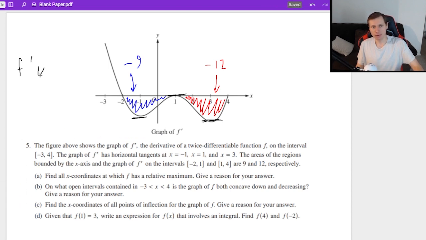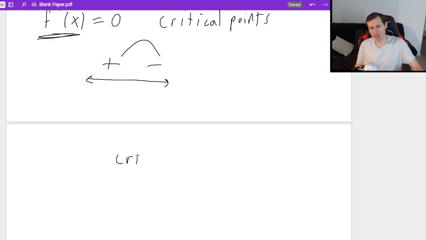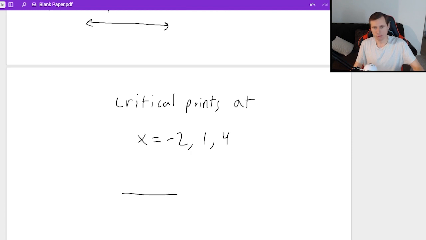For f prime of x, any question involving f prime of x, you're going to look at the y value. And when is the y value 0? It looks like here, here, and here. So those are my points that are going to go on my number line. So first I'll say critical points at x equals -2, 1, and 4. Those are the points that are going to go on my number line.